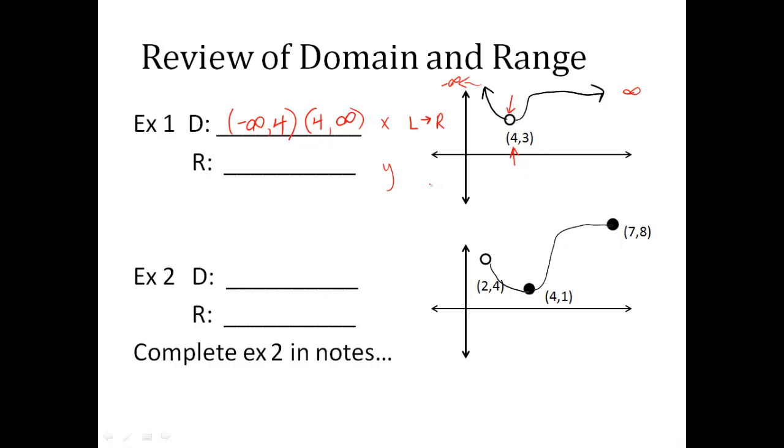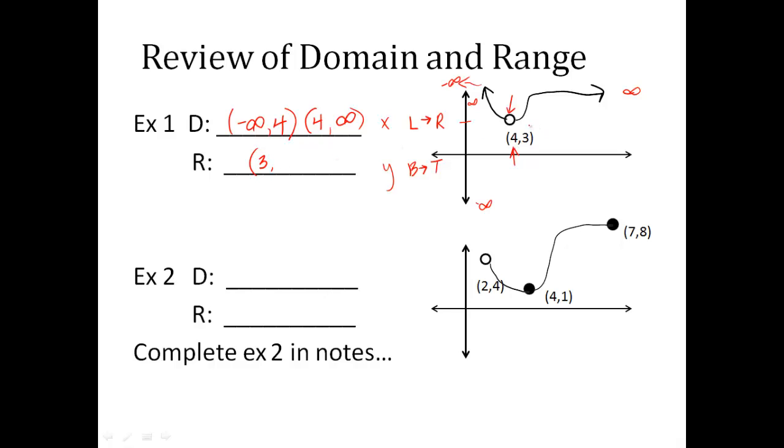The range, we always look from the bottom to the top. Okay, from negative infinity to positive infinity. So as I move up the graph, the actual line does not exist until I reach y equals 3. And that's even questionable because at 3, there's a hole. So I need to indicate that there is a hole there by using a parenthesis and a 3.